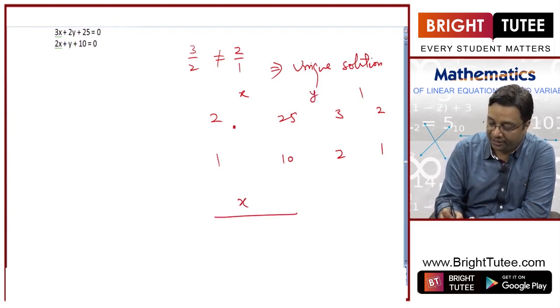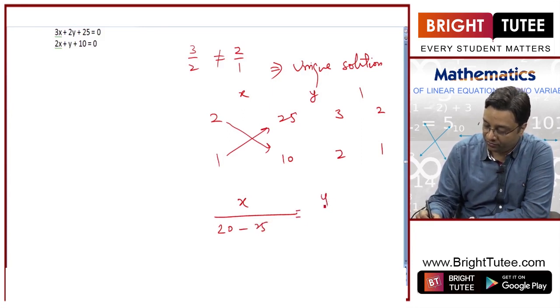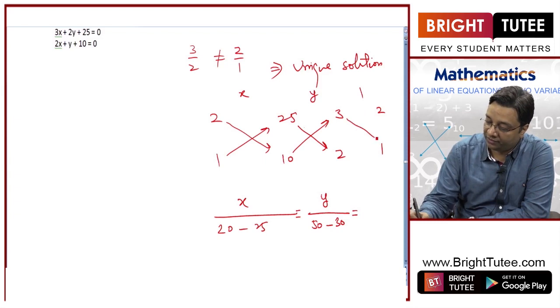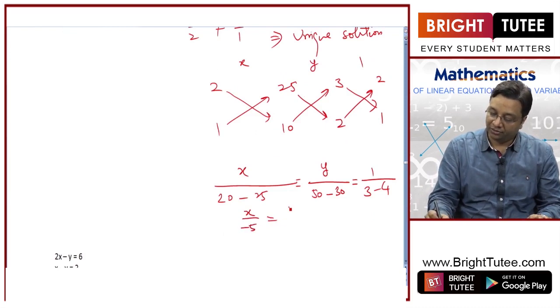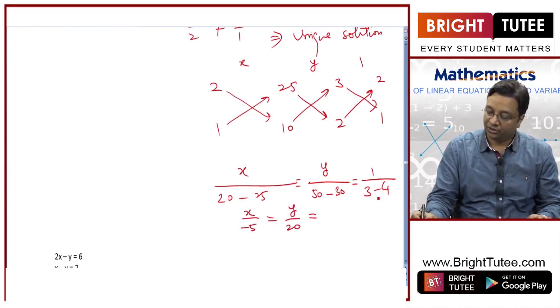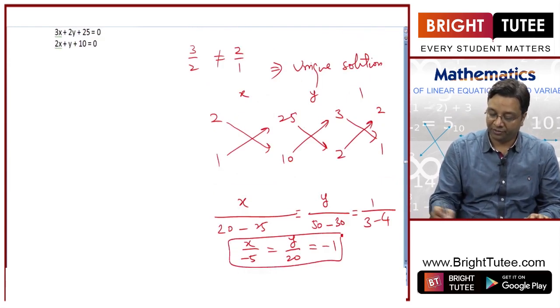So, x divided by 2 into 10, 20, minus 1 into 25, 25, should be equal to y divided by 25 into 2, 50, minus 10 into 3, 30, should be equal to 1 divided by 3 into 1, that is 3, minus 2 into 2, that is 4. So, x divided by minus 5 is equal to y divided by 20 is equal to, this is 3 minus 4 is minus 1, so 1 divided by minus 1 is nothing but minus 1. So, this equality will give me values of x and y.